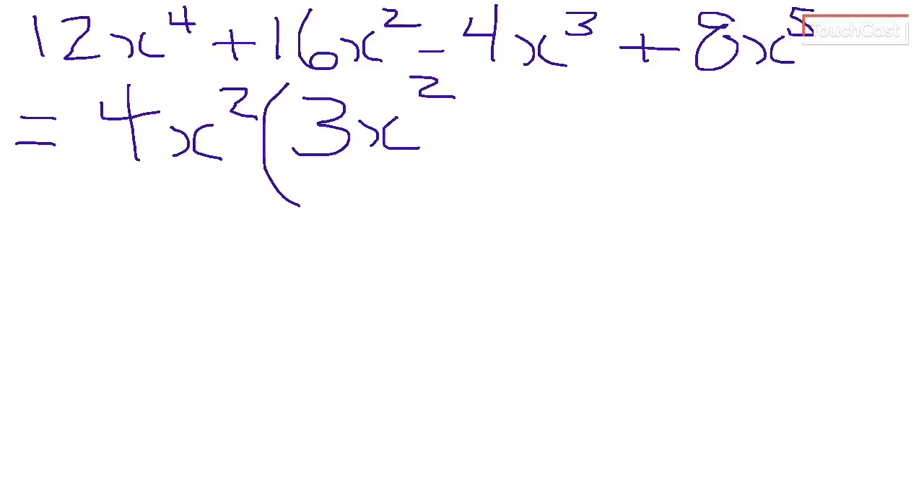And I can double check that too, by thinking about how it would multiply out. So 4 times 3 is 12. x squared times x squared is x to the 4th. So I've done that right.